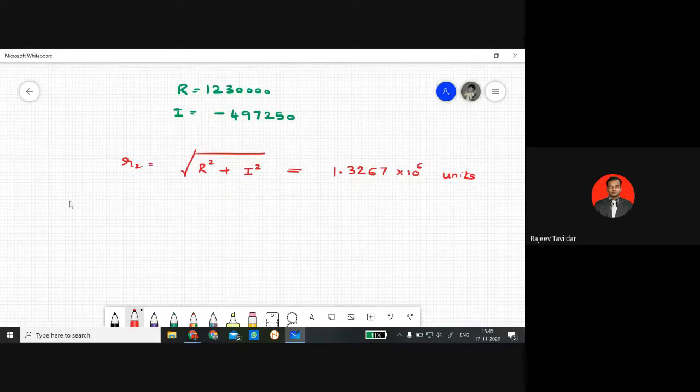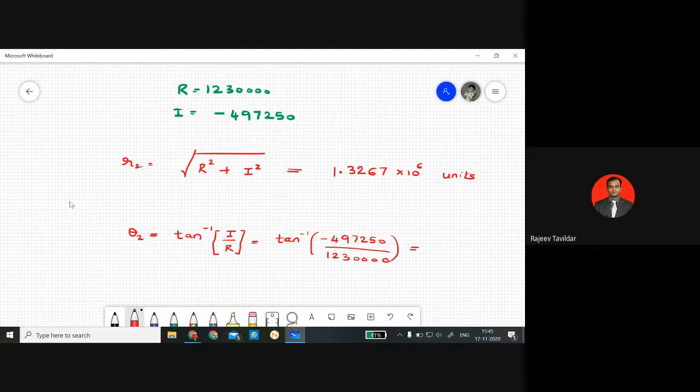Similarly, I can also find the value of theta 2. The formula is given as tan inverse of the imaginary term divided by the real term. So that is nothing but tan inverse of minus 497,250 divided by 1, 2, 3 and 4 zeros. I think you'll get the answer as minus 22 degrees.